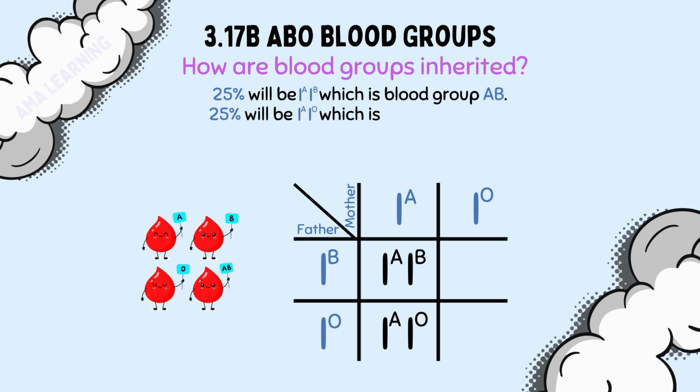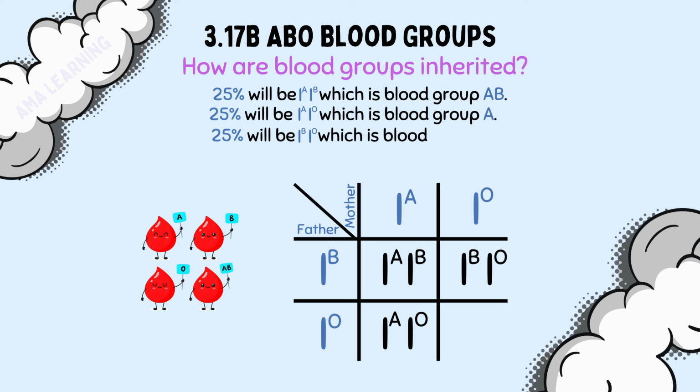25% will be IAIO, which is blood group A. 25% will be IBIO, which is blood group B. 25% will be IOIO, which is blood group O.